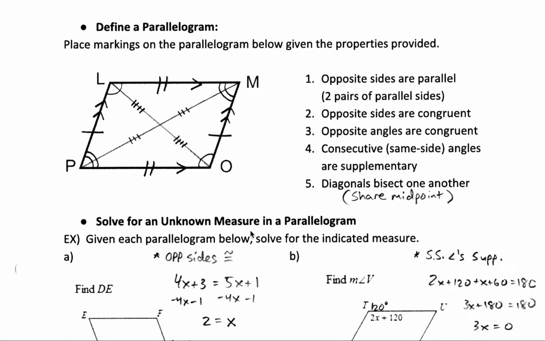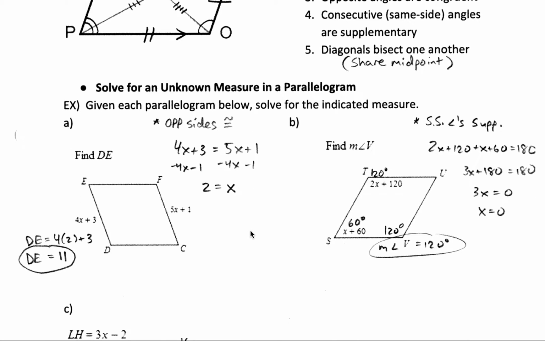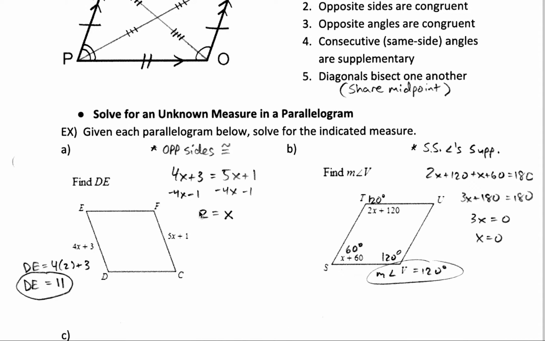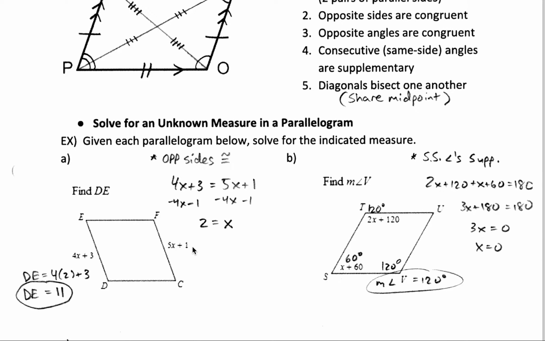All right, let's see if we can apply those properties and find an unknown measure in a given parallelogram. What we're going to want to do is take a look at the pieces that are involved in the problem and see which property applies to those pieces. That's going to help us set up an equation that we can use to solve. So for example, in this part A example, we're given side lengths here and we're given opposite side lengths.